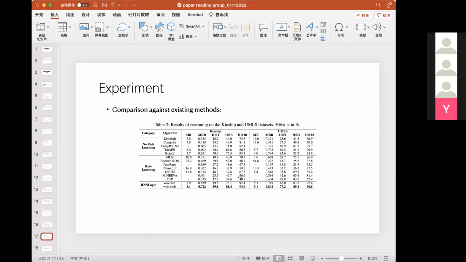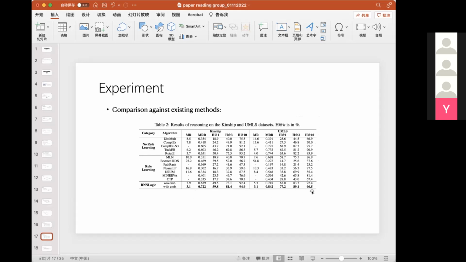The authors also compare RNNLogic with the baselines over Kinship and UMLS. These two data sets are relatively smaller compared to the FreeBase and WordNet data sets. And RNNLogic performs better than the embedding methods over these two data sets.